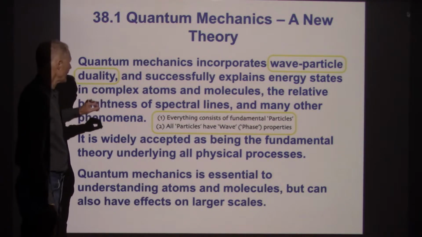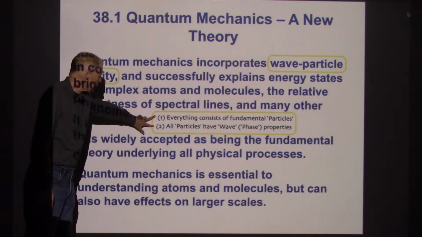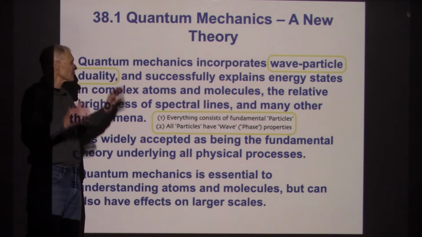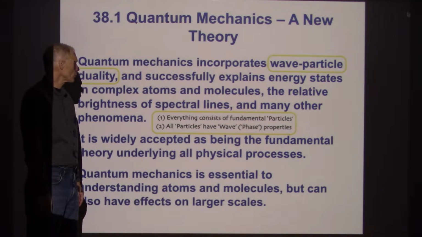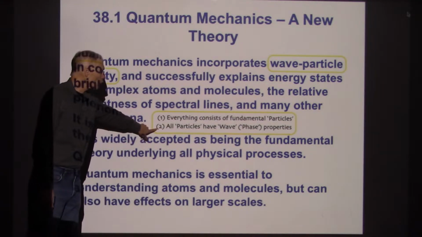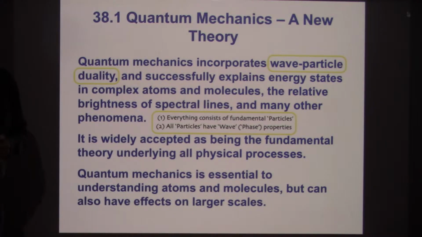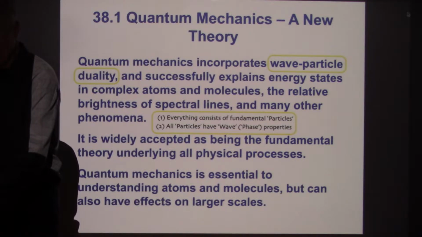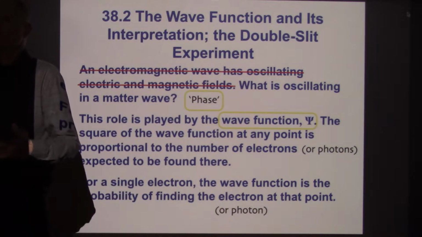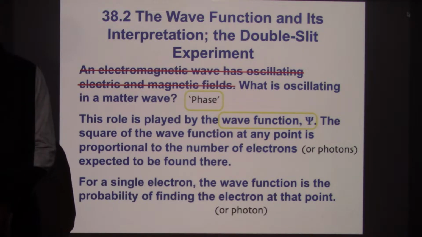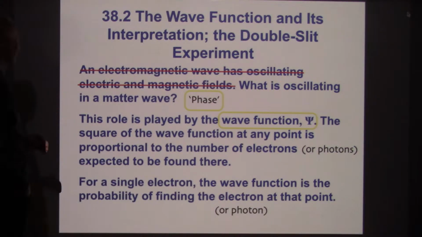It's got to take into account, I put these two items in here. I'm going to think of this as a fundamental idea in quantum mechanics, that everything consists of fundamental particles, and that these fundamental particles all have what we call wave properties, or more specifically phase properties, and we'll see what that refers to. So electrons, protons, neutrons, neutrinos, photons can all be treated in a similar fashion.